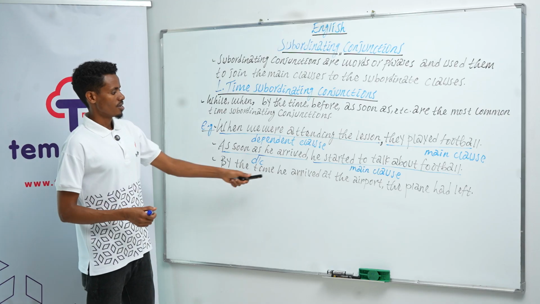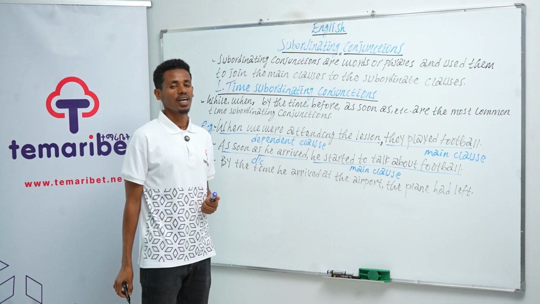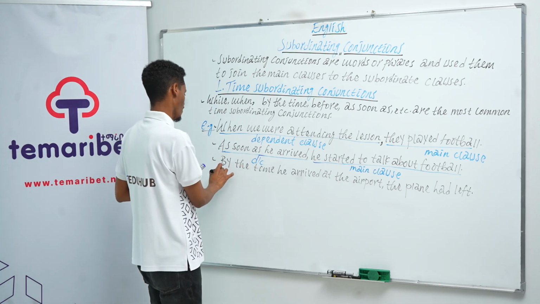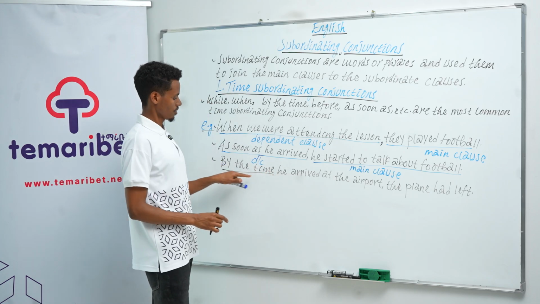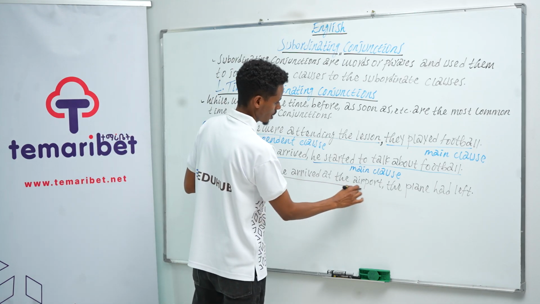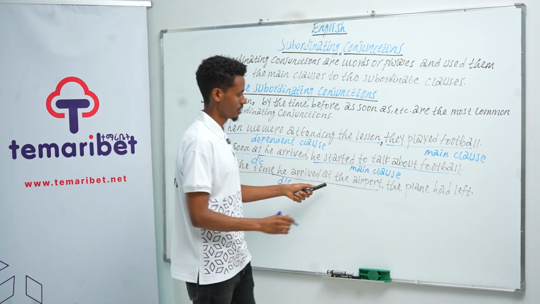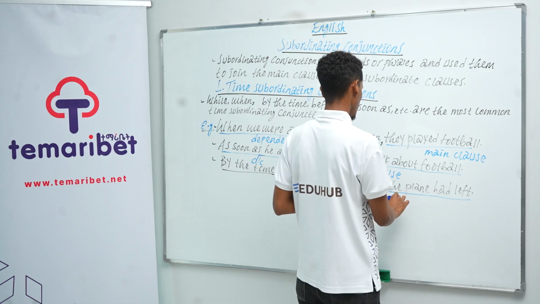By the time he arrived there, comma, the plane had left. Here we have the time subordinating conjunction "by the time." From "by the time" up to the comma, this is the dependent clause. And after the comma, up to the last part of the sentence, this is the independent clause.